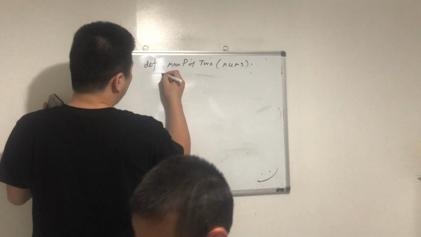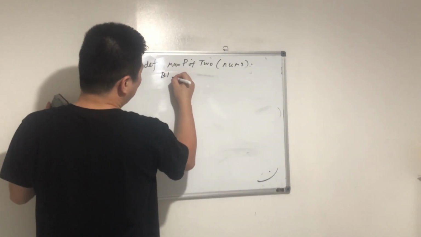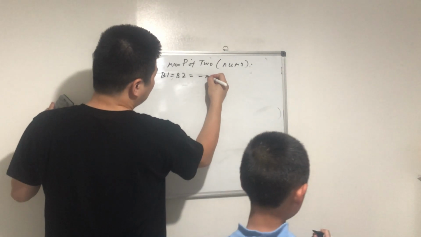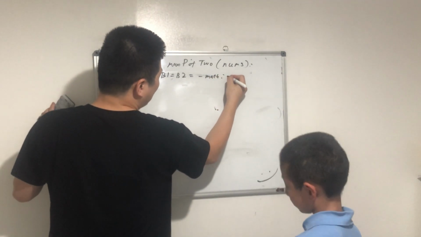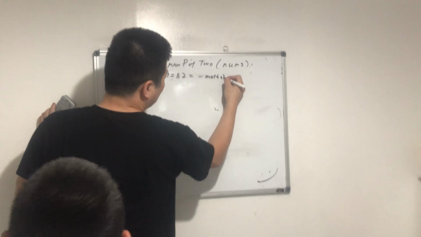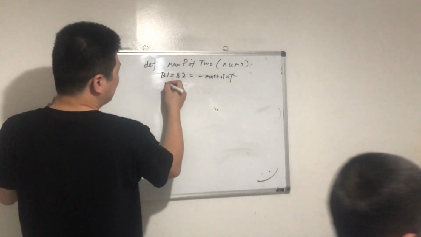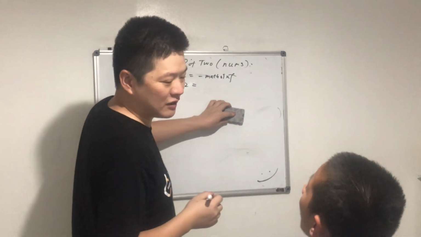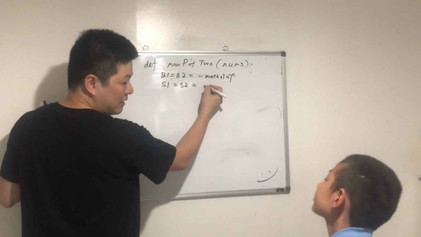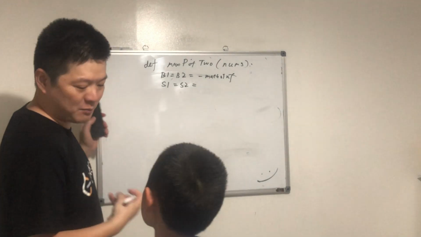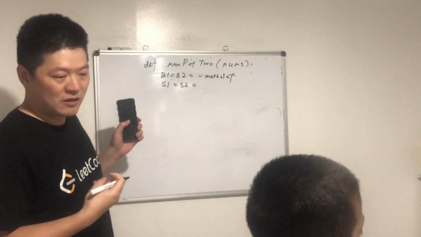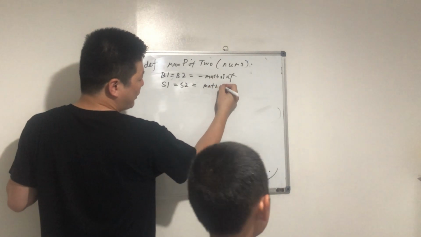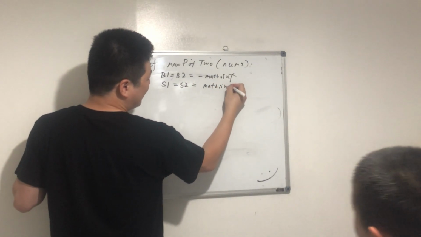Look, let's say the biggest 1 and the biggest 2. Biggest 1, biggest 2 equals negative infinity at the beginning. And then smallest 1 equals smallest 2 equals what? The initial value for the small values is positive infinity, so we can get the answer.